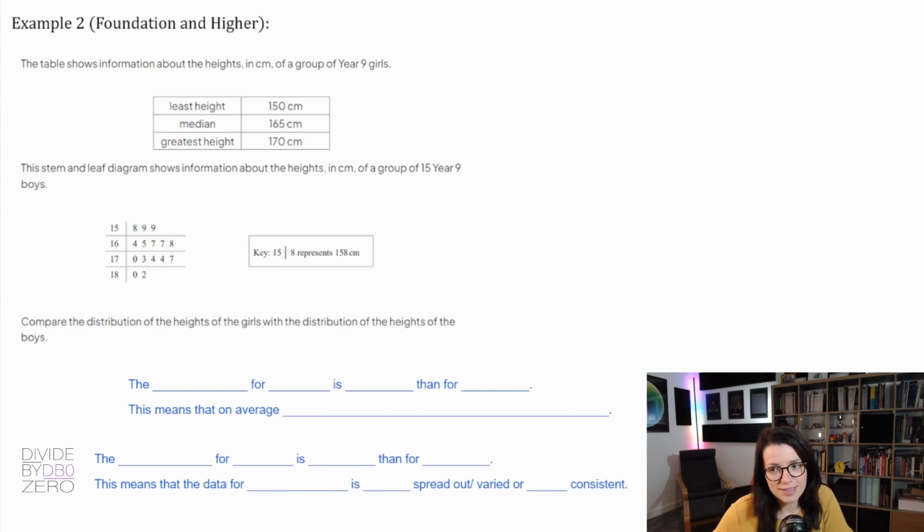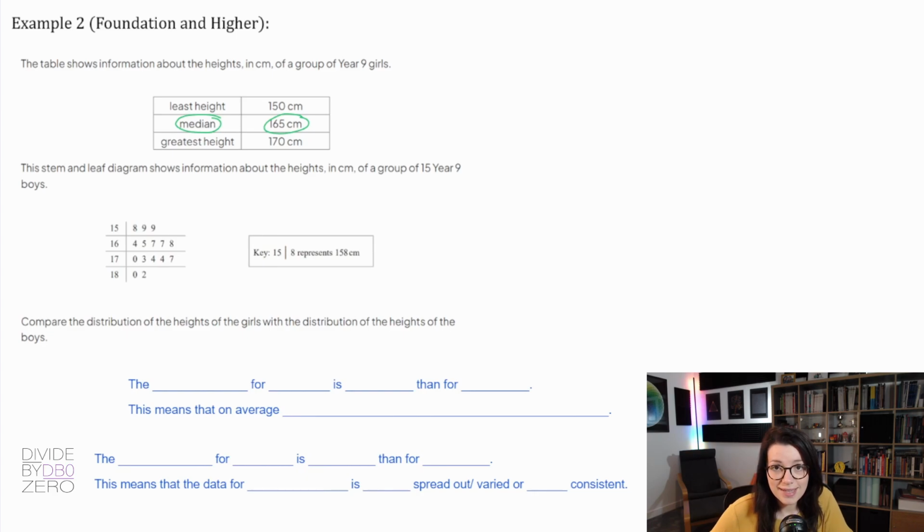The reason is we've got things like the median for the girls, but we don't have that for the boys yet, so we can't compare them. And also we haven't actually got the range written out anywhere, so we're going to have to calculate that for both the boys and the girls. So if we start with the median, we know for the girls that was 165 centimetres.